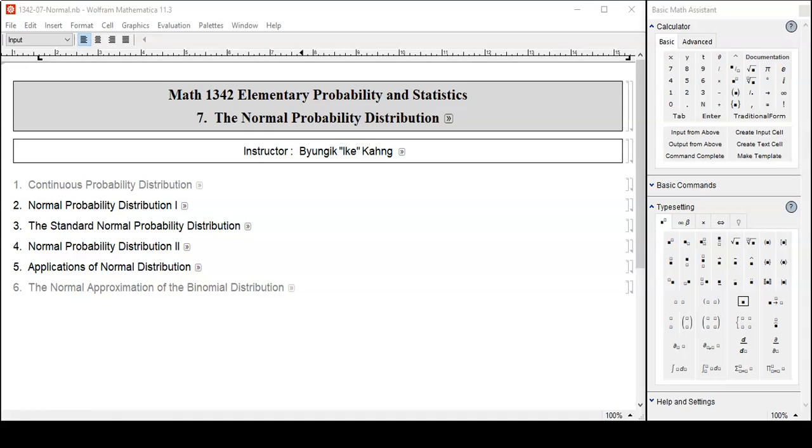Hello students, welcome back. We completed section 1, now let's go to section 2. But for the students who skipped section 1, let's have a brief summary.